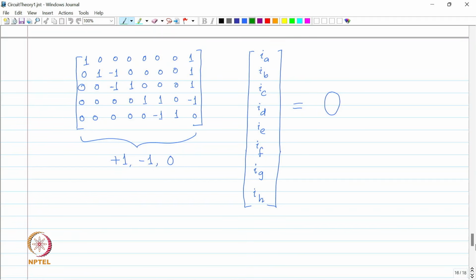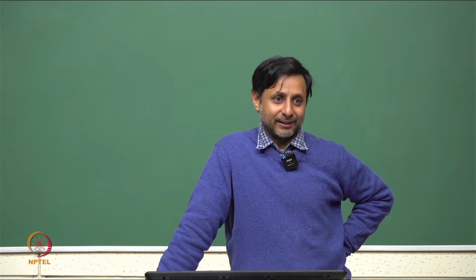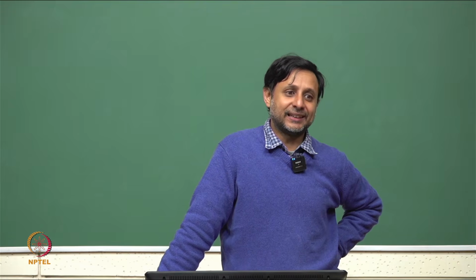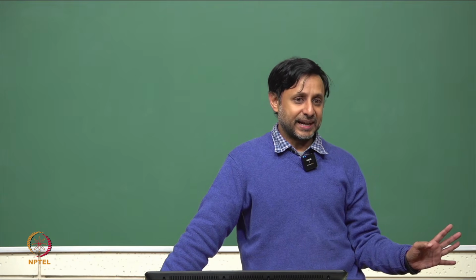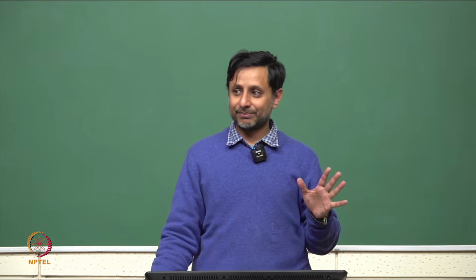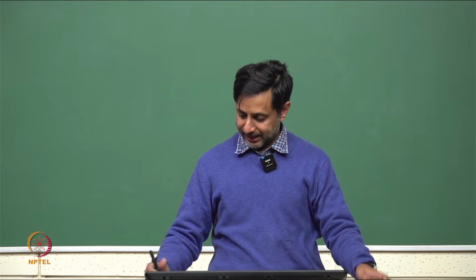Note that in this matrix equation there is one big matrix, that big matrix only has ones, minus ones and zeros, nothing else, right. There is no 2, there is no half, there is nothing. It is either a plus 1 or a minus 1 or a 0, fine. That is the structure of the matrix. All right.